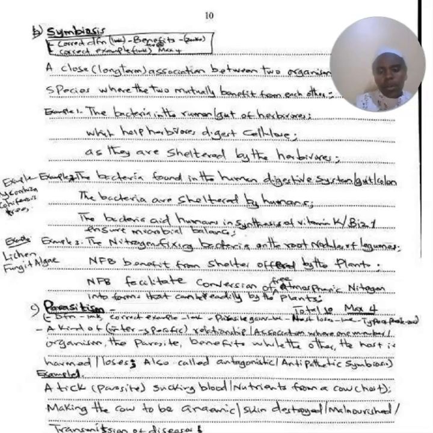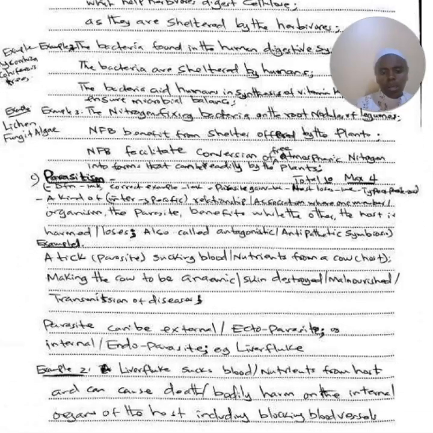The bacteria in the digestive system of human beings, in the colon, are sheltered by the human being, and then they help in synthesis of vitamin K. And there is nitrogen fixing bacteria that is found in the root nodules of leguminous plants. It benefits in that it is given shelter, and then it converts nitrogen into nitrates.